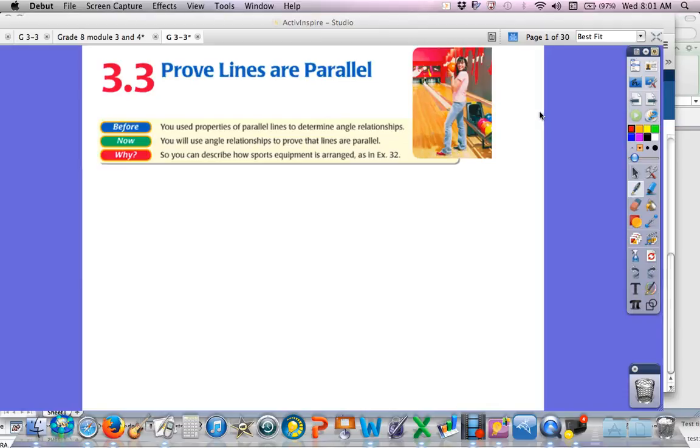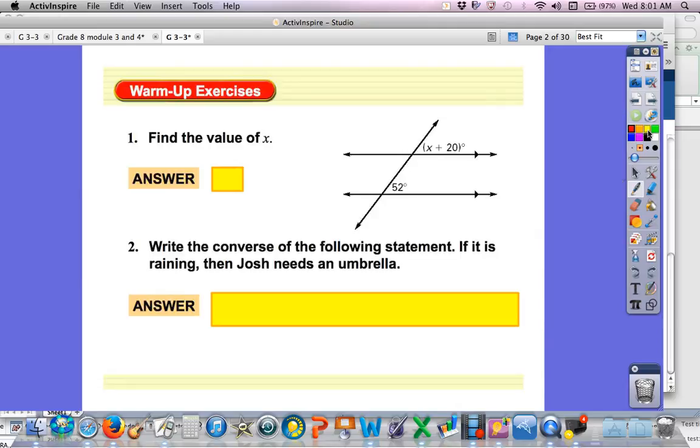So, lesson 3.3, we are proving that lines are parallel. So we have some warm-up exercises. For number 1, find the value of x. Okay, I'm told that these lines are parallel. So x plus 20 is going to equal 52, which means that x is equal to 32.